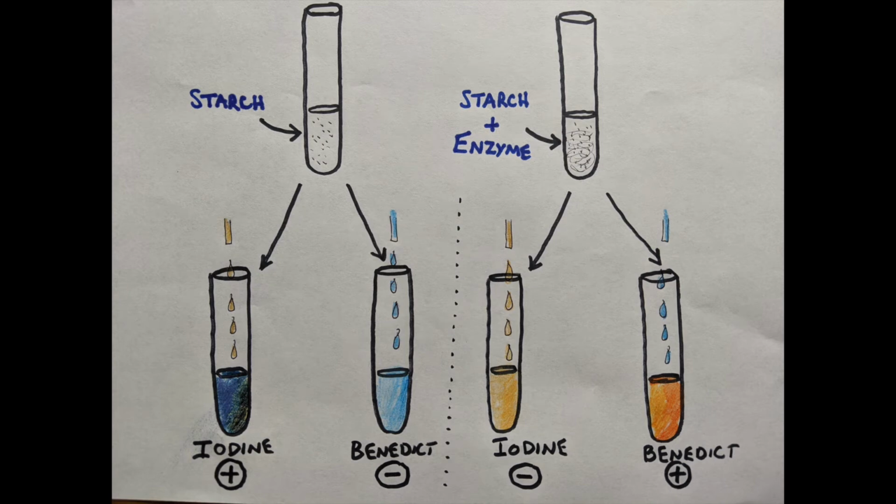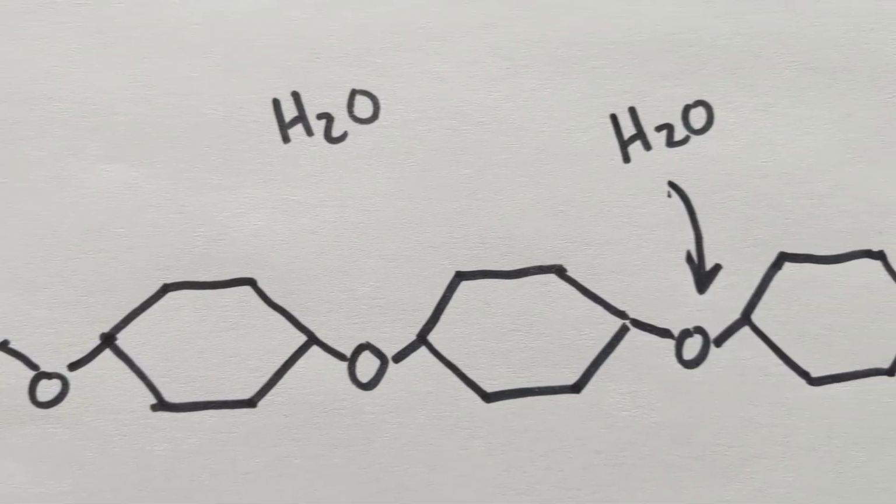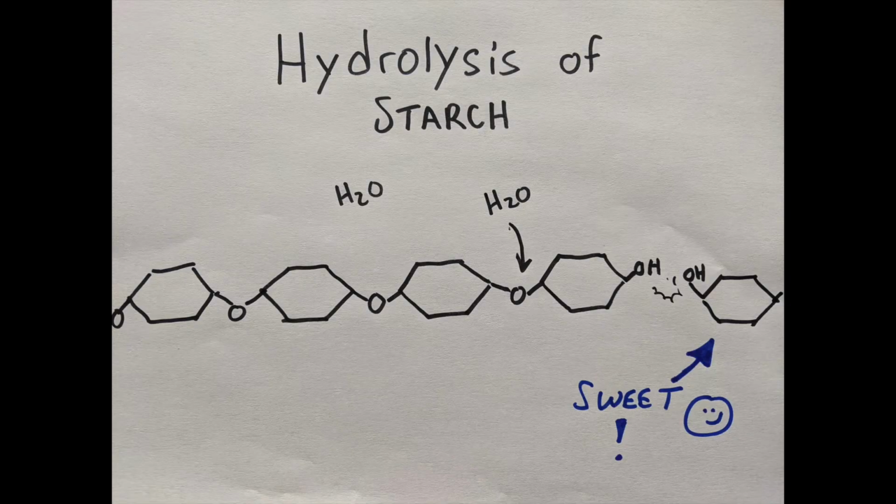Interestingly, though not pictured here, a control of just my saliva produces both negative results for iodine and Benedict. No sugars are coming from my salivary glands. This just verifies that the experiment is actually measuring change in the starch as it goes from a polymer to a monomer through hydrolysis.